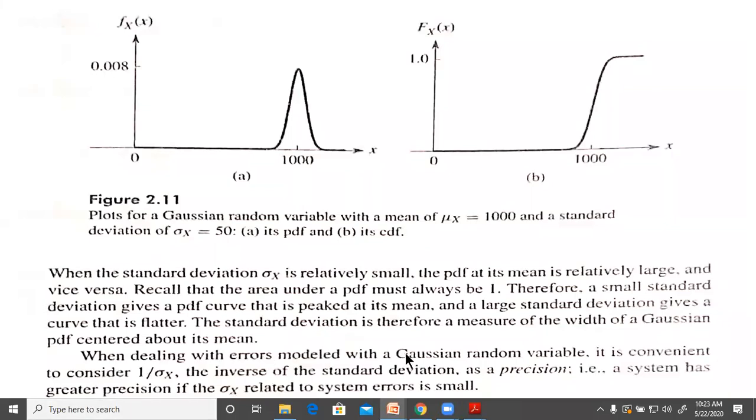So when dealing with errors modeled as a Gaussian random variable, it is convenient to consider 1 by sigma x, the inverse of the standard deviation, as the precision. The system has greater precision if sigma x, related to system error, is small. If sigma x is small, then precision will be better.